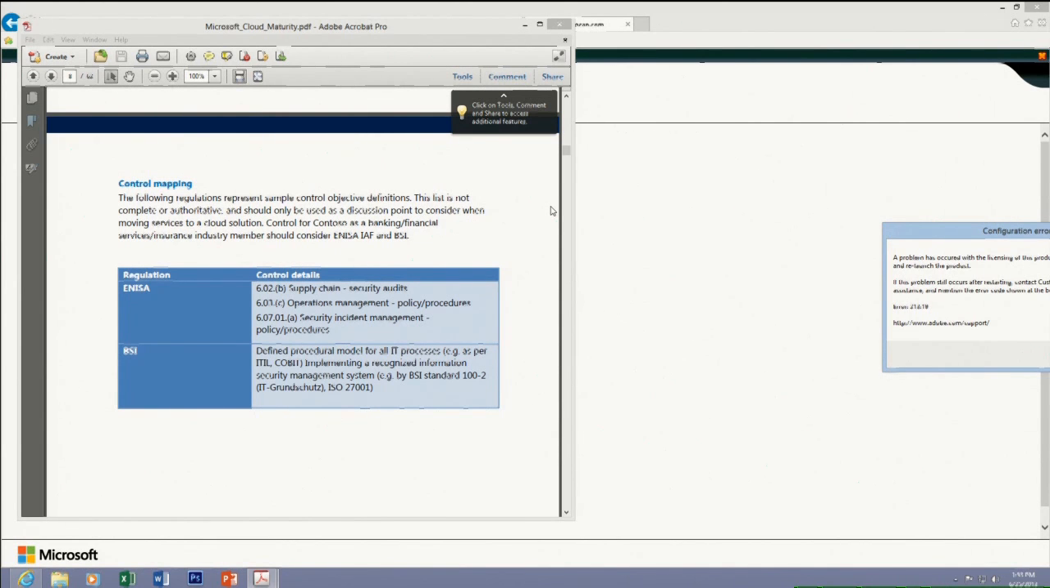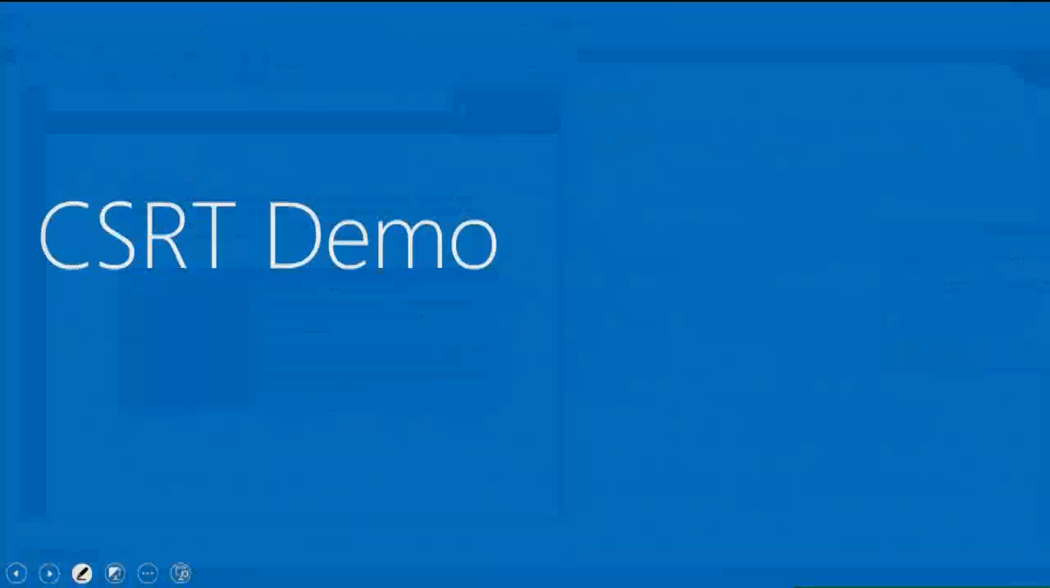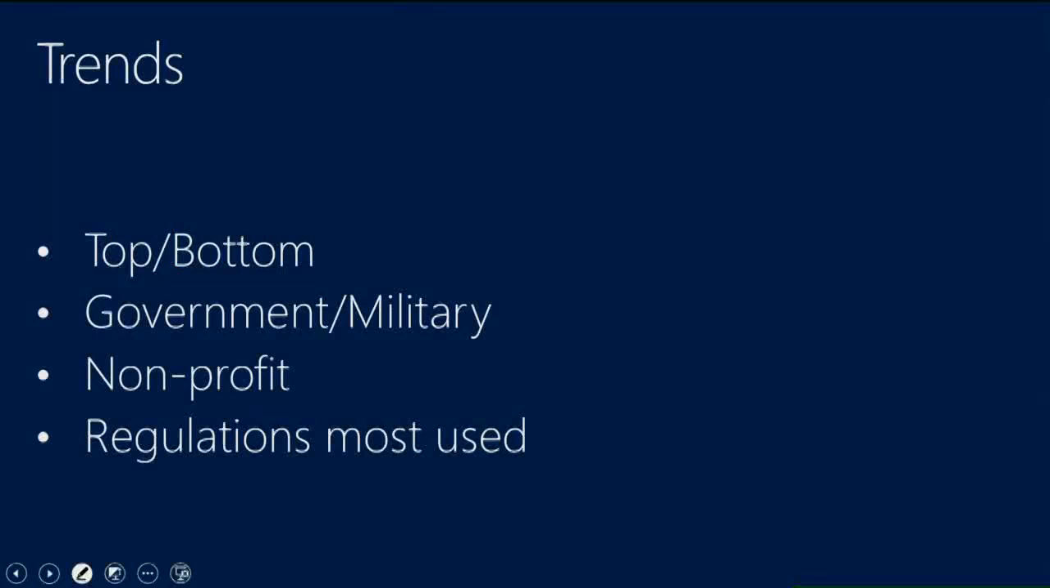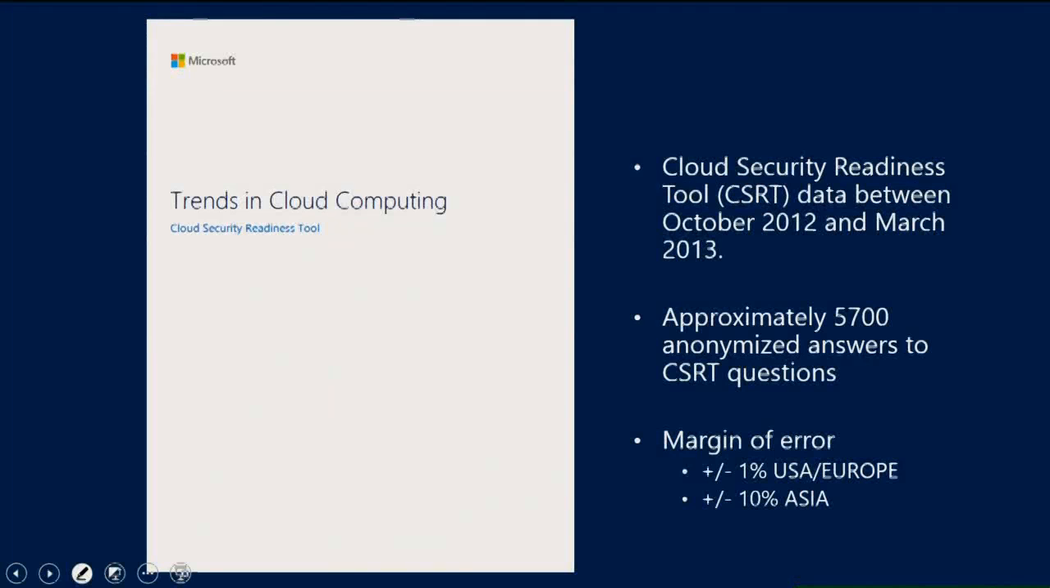All right. So let's get back to my slides here real quick and jump through the last thing, which is cloud trends. And I imagine that there is some value in understanding what's happening in cloud trends. What we're going to look at are top, bottom, government, military, nonprofit, and regulations most used. And I'll primarily address issues occurring in the European-based results. What's interesting is that about 5,700 people went through the process and provided this information anonymously.